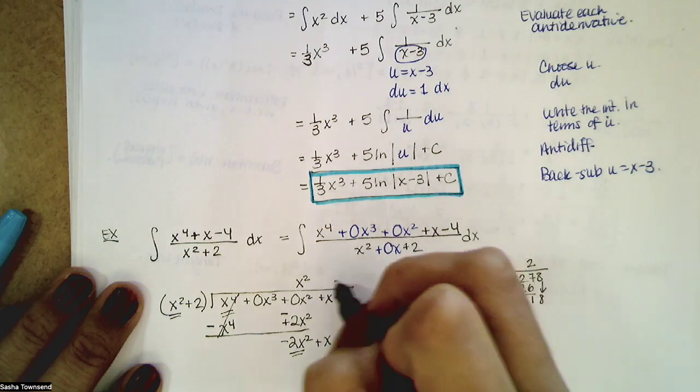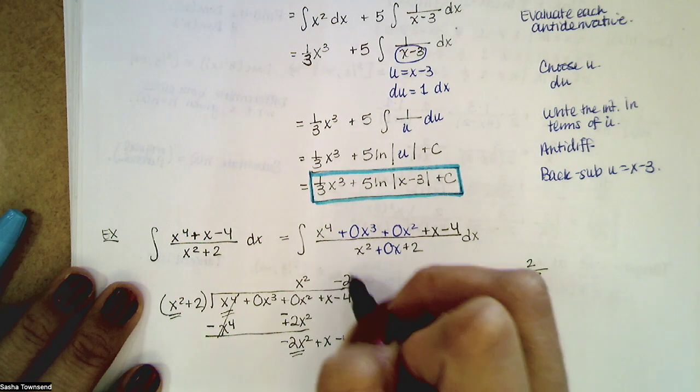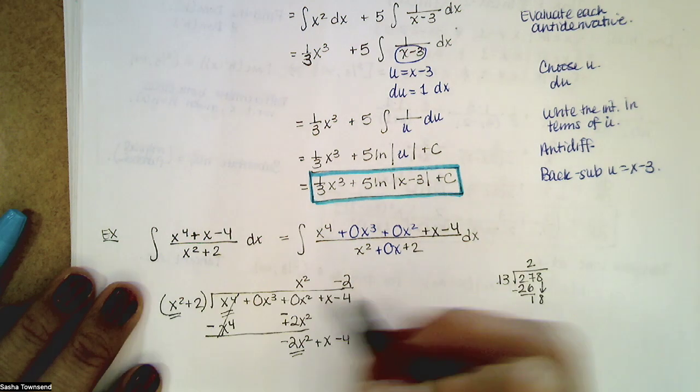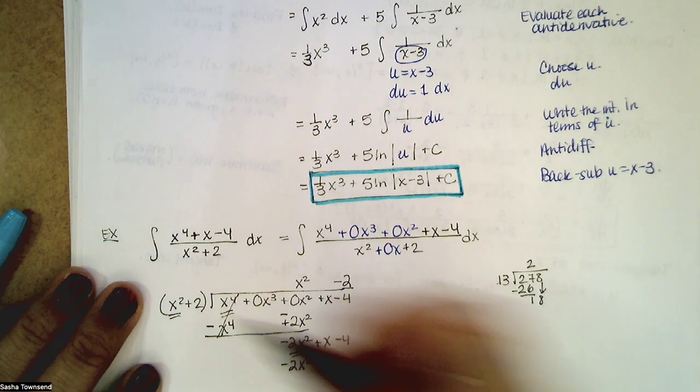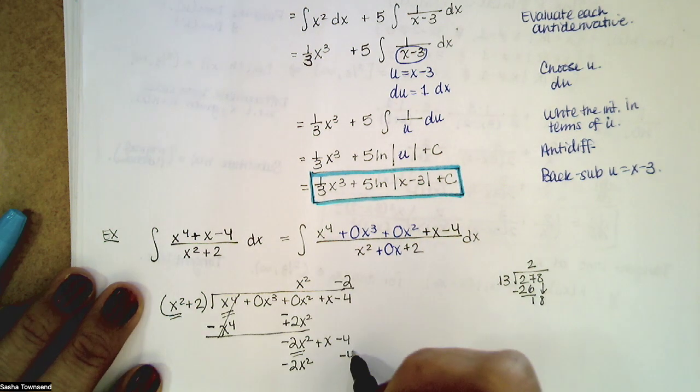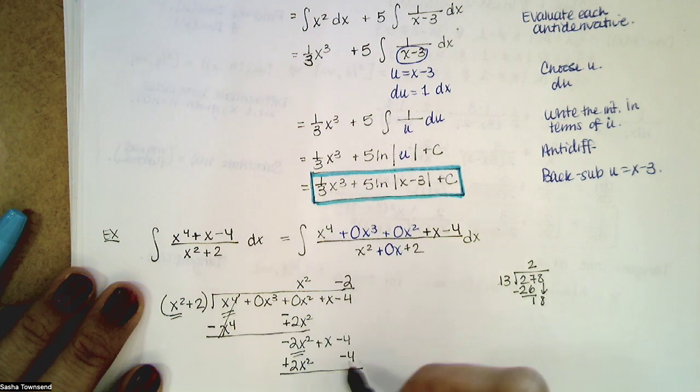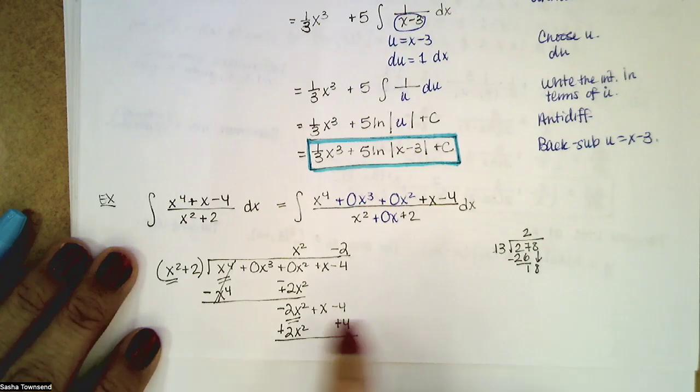I just need a negative 2. So then we do negative 2 times that entire quantity. Negative 2 times x squared is negative 2x squared. Negative 2 times a positive 2 is negative 4. And we subtract. So we're going to change the signs and add like terms in columns.